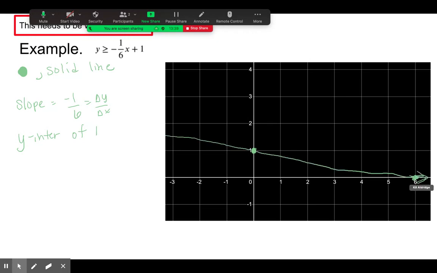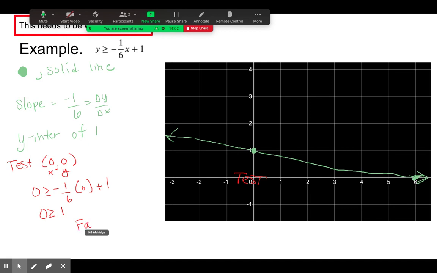Now we just need to test a point not on the line. So we're going to test the easiest point of them all, 0, 0. X is 0, y is 0. 0 is greater than or equal to -1/6 times 0 plus 1. 0 is greater than or equal to 1 is false.